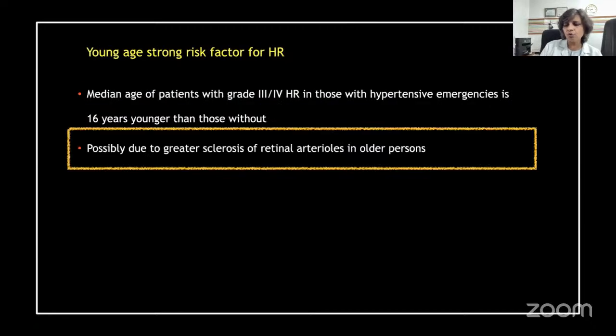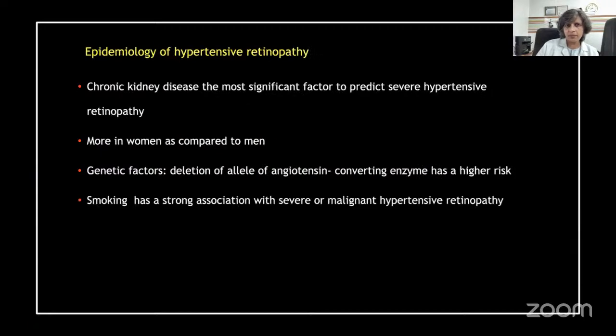Surprisingly, it is not seen so much in elderly people as it is seen in younger people, probably because of the sclerosed vessels in older age, which do not allow the changes to be seen. The median age of patients with grade 3, grade 4 hypertensive retinopathy is 16 years younger in hypertensive patients than those without. What are the factors which predict presence of hypertensive retinopathy? The most important is the presence of renal disease. It is also more common in women, and certain genetic factors such as deletion of an allele of angiotensin converting enzyme, and smoking.